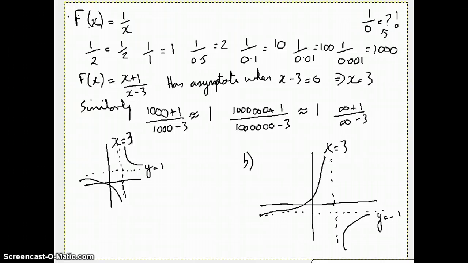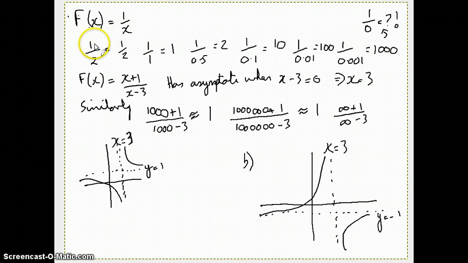With asymptotes, you've got to think about what happens to these sort of functions where you've got something to do with x at the bottom of a fraction, as a denominator of a fraction. So if we take a very simple case, if you just have a look at 1 over x, and we think about what happens to the function as x gets closer and closer to 0.